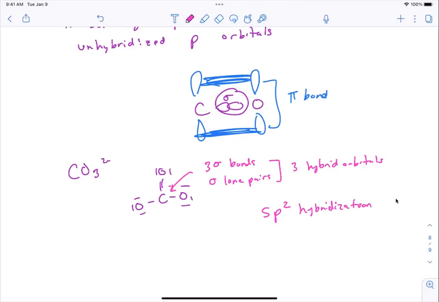Where's the extra p orbital going then? Into the double bond. So that double bond that we have with the C double bond O at the top, that's where the extra p orbital that's unhybridized is going to help support. Do you understand that one, Diego?